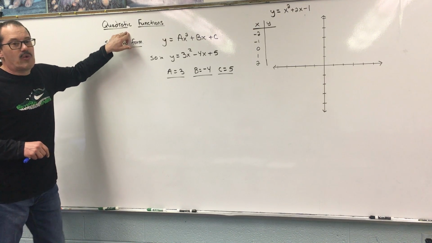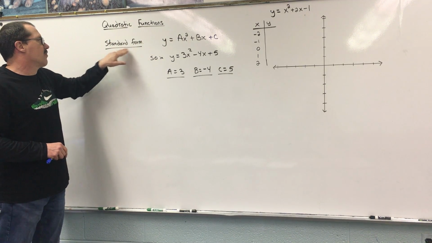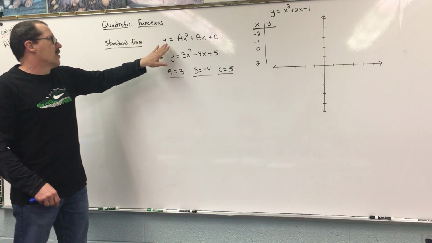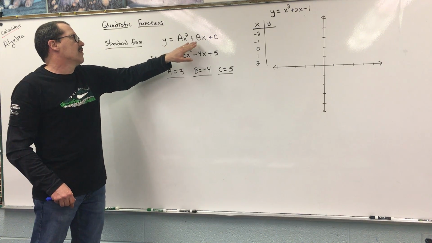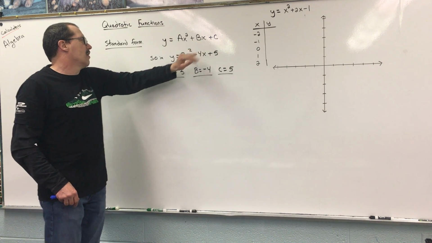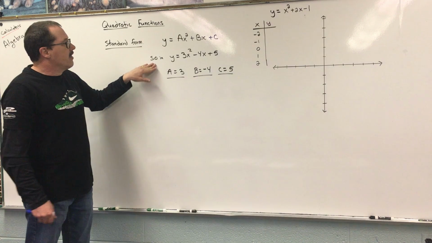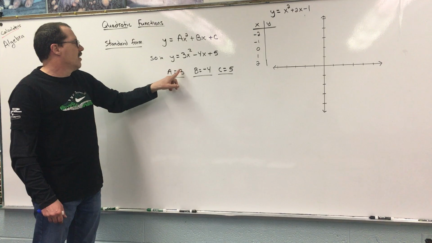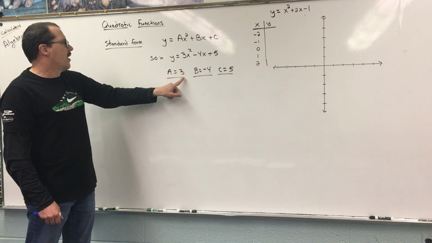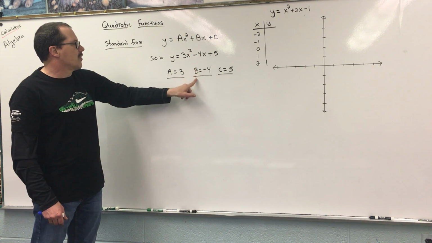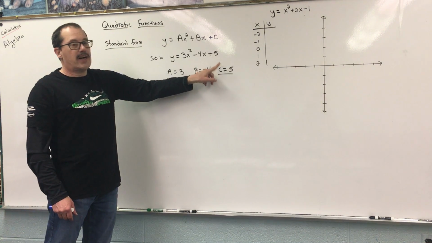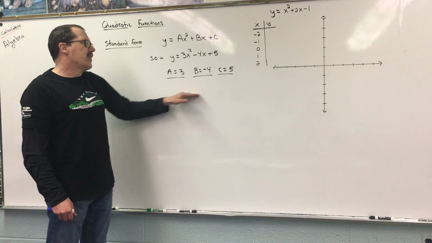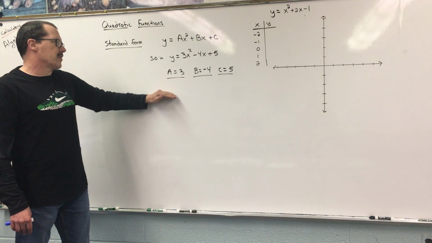Okay, today we're going to learn about quadratic functions. The standard form for quadratic functions is y equals ax squared plus bx plus c. In an example underneath, I wrote y equals 3x squared minus 4x plus 5. That means that 3 would be the a, negative 4 would be your b, and 5 would be your c. So I think we've done that before, and that should be pretty simple.